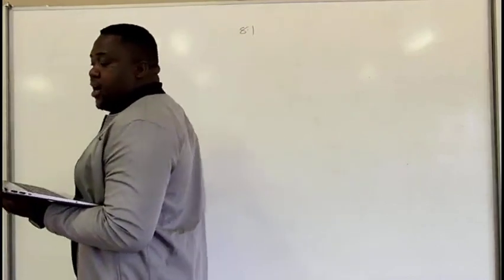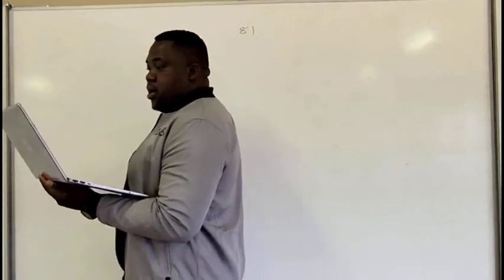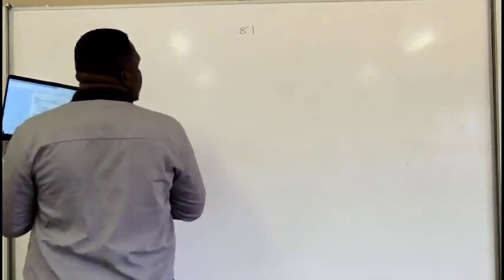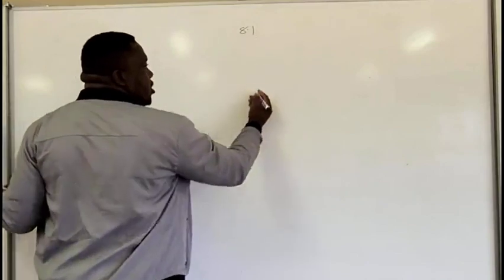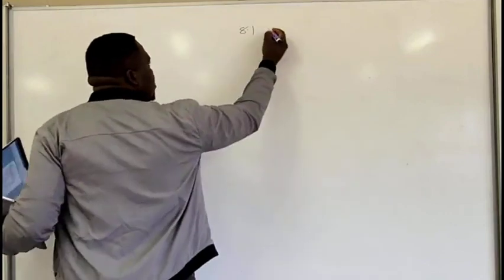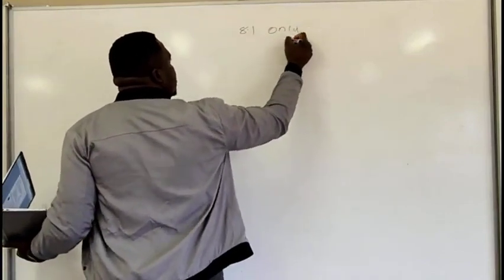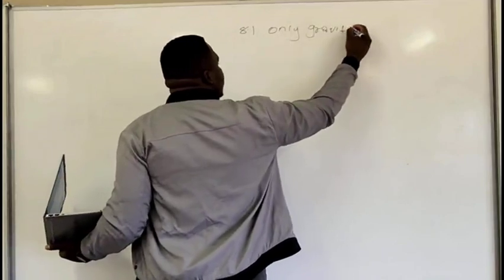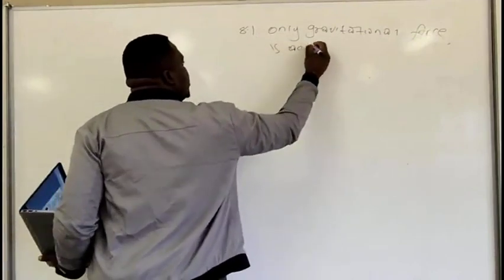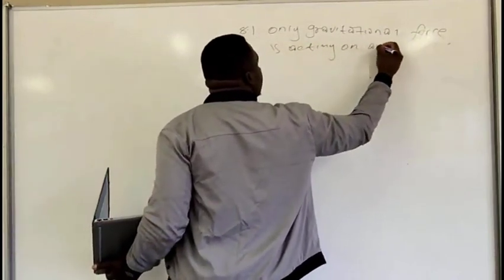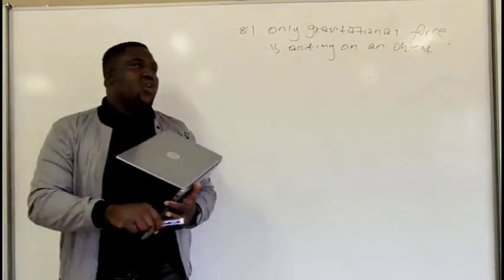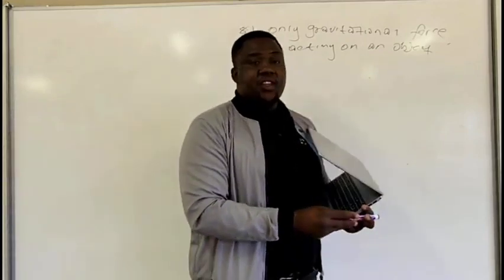Okay, let us start with 8.1. Why is the ball considered to be in free fall during its motion? Because what is a free fall? It is a free fall because only gravitational force is acting on an object. So that's why it is called a free fall.